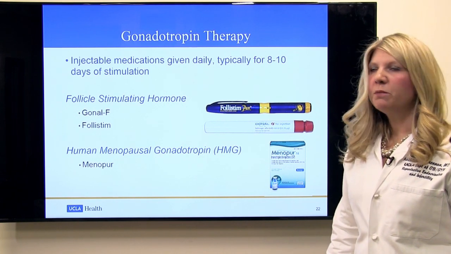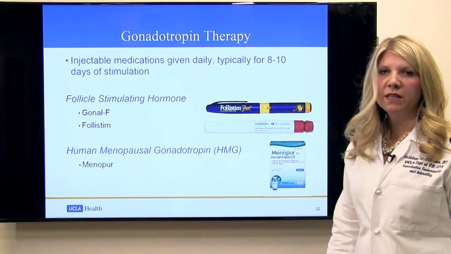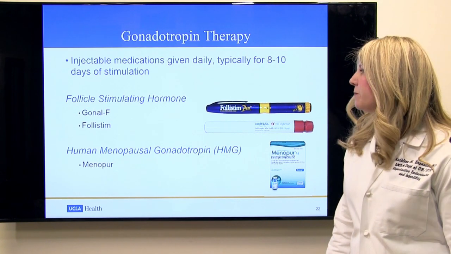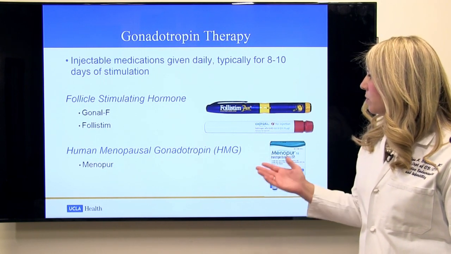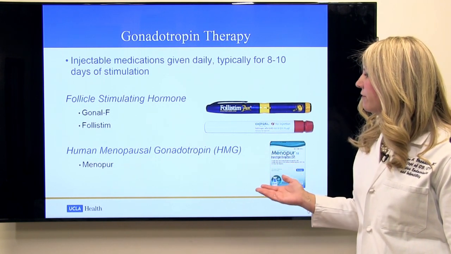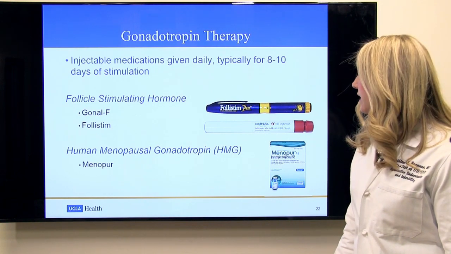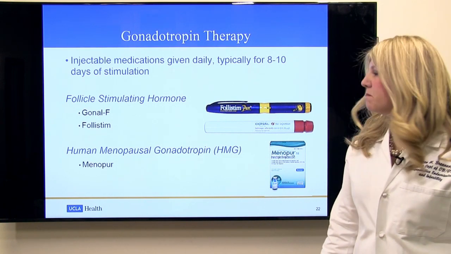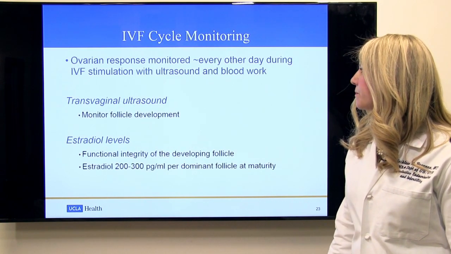So again, the injectable medications are given daily, typically about 8 to 10 days in total. The follicle stimulating hormone, again, is either Gonal F or Follistim, and the human menopausal gonadotropin is Menopur HMG.